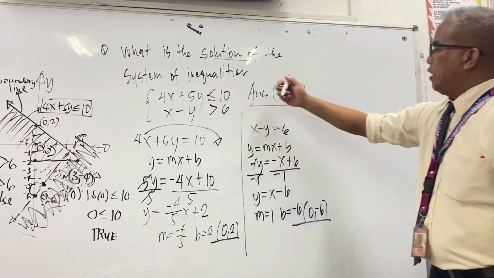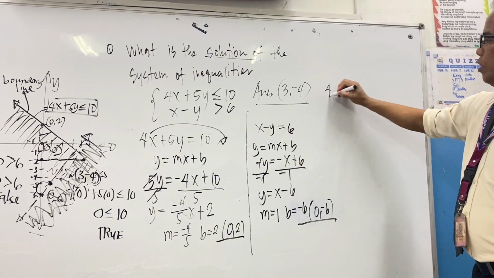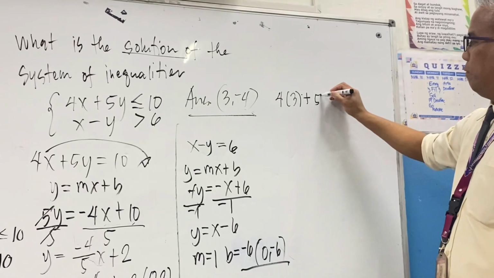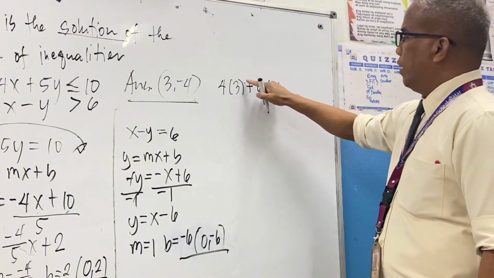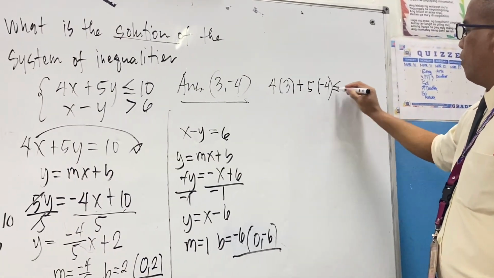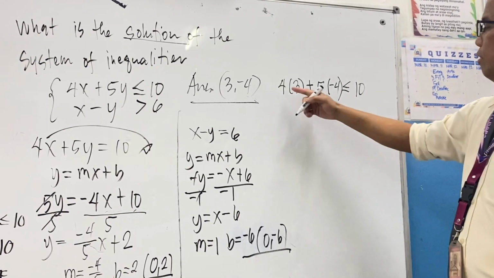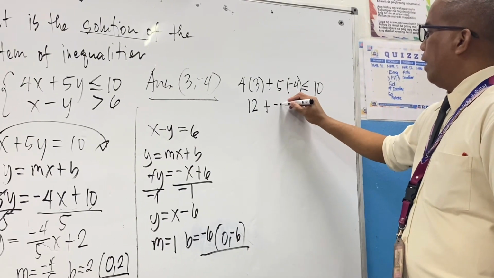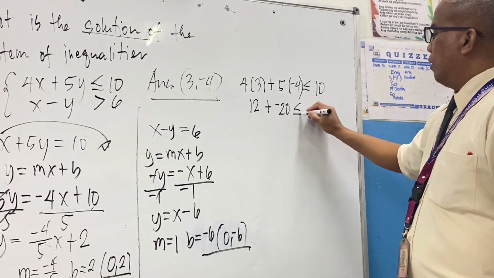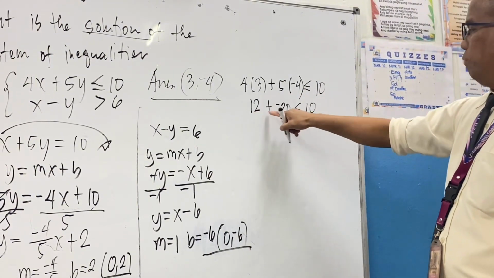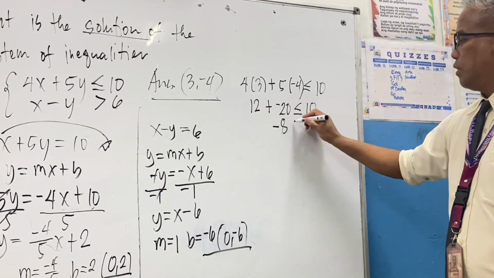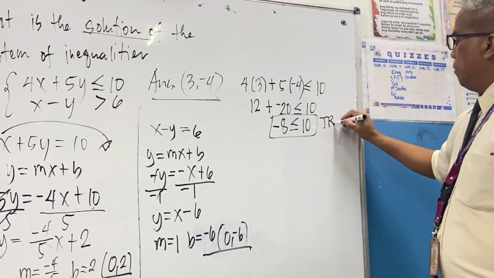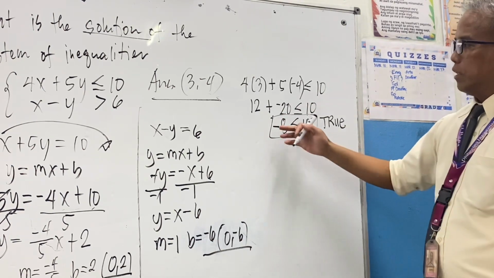Let us substitute here. 4 times 3 plus 5 times negative 4 less than or equal to 10. So we have 12 plus negative 20 less than or equal to 10. So 12 plus negative 20 is negative 8, less than or equal to 10. So this is a true statement, meaning this is correct.